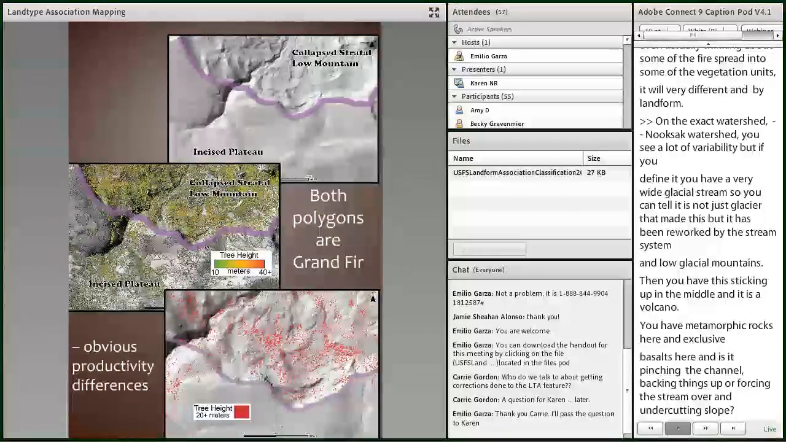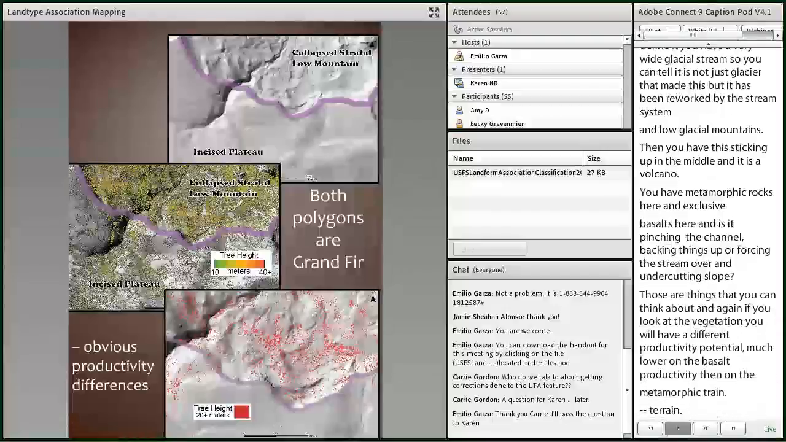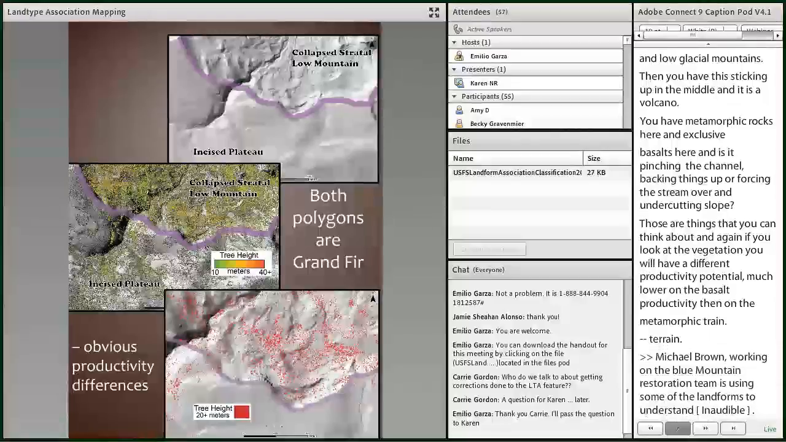So Michael Brown, working on the Blue Mountain restoration team, is using some of these landforms to try to understand the landscape over there. So he shared these next couple of slides with me. So when you have LiDAR, life's much easier. I'll just say that.